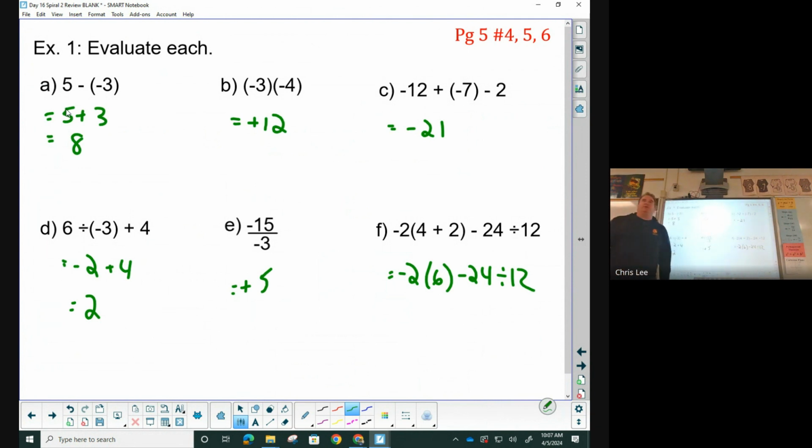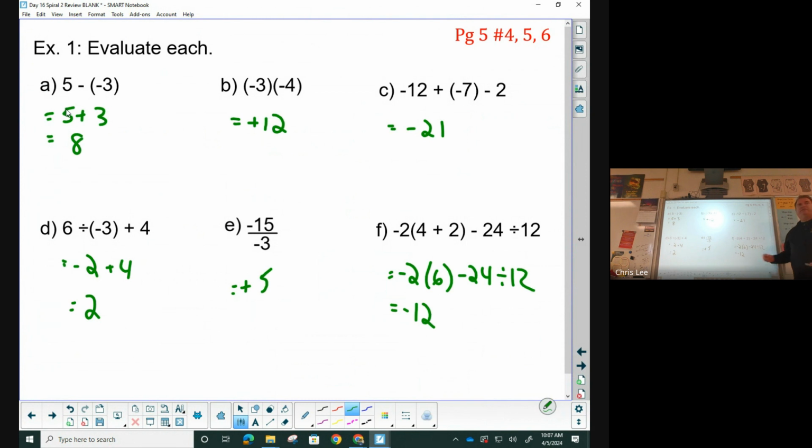So I got to do brackets first. I'm not going to do anything else. I'm just going to do the brackets first. Then, negative 2, bracket 6. What operation is happening here? Multiplication. So what is negative 2 times 6? Negative 12. And then over here, I had division. Can I do that? Yeah, division and multiplication are at the same step.